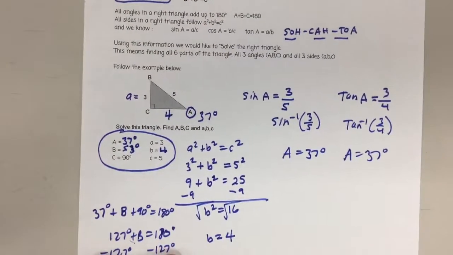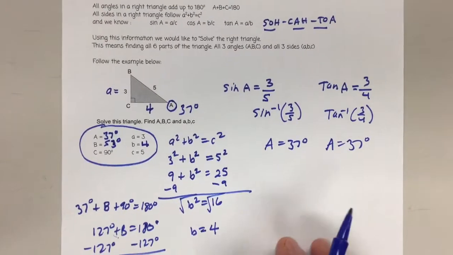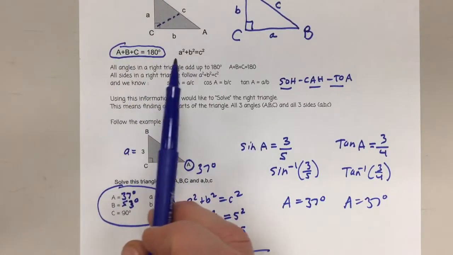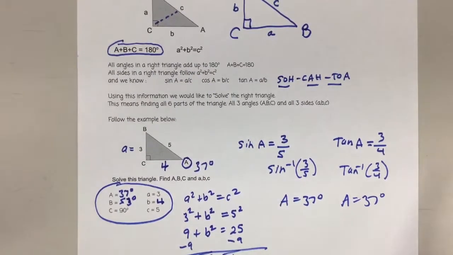So you really have some freedom when you're solving these, because you can use sine, cosine, or tangent. You can use either equation: the 3 angles add up to 180, or the 3 sides use the Pythagorean theorem. So 2 people might solve the same triangle using different methods, but you should get the same answer.